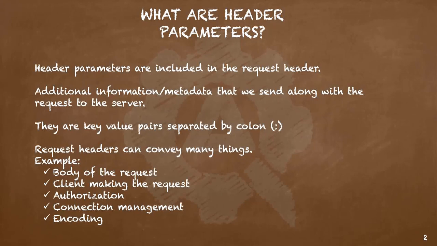So we had seen that headers are the additional information or metadata that we send along with the request to the server. Now in case of request headers, these can convey a lot of things to the server. For example, it can convey information about the body of the request. In short, how the server should interpret the body that we have sent in the request. It can also convey information about the client that is making the request. It can have information about encoding of the request and many other things.